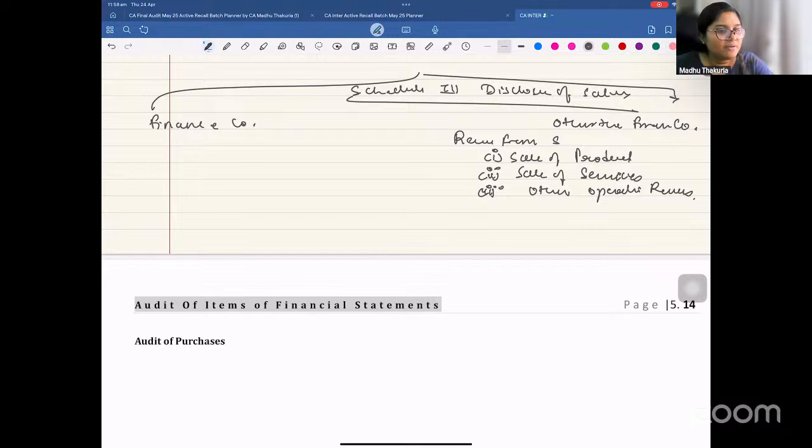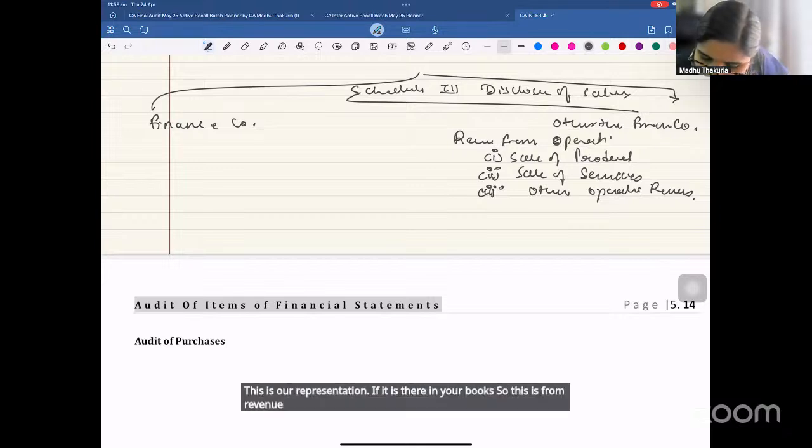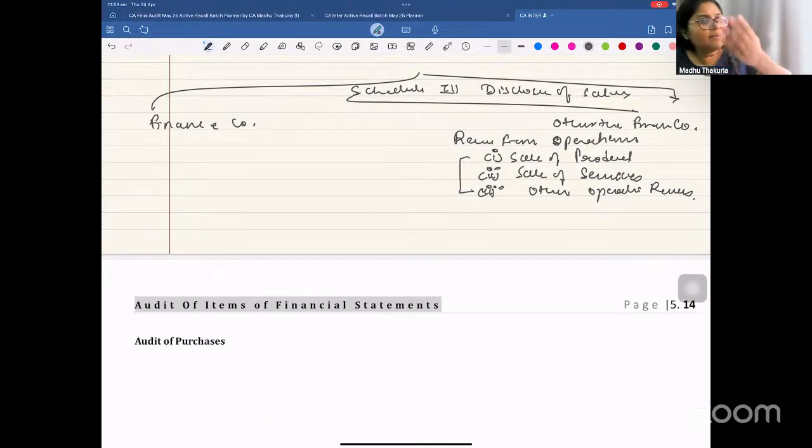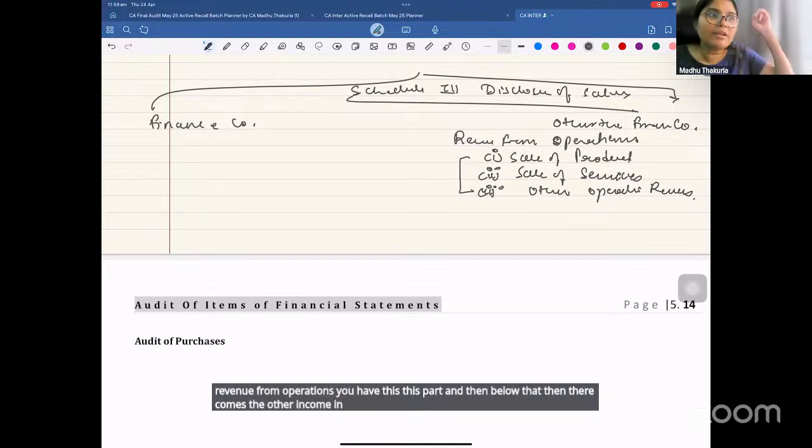Now this treatment of less excise duty, we don't do it now. This is our representation, if it is there in your books. So this is revenue from operations. You have this part, and then below that comes the other income. In that other income we will handle when we do the audit of other incomes. Here we will not write it.